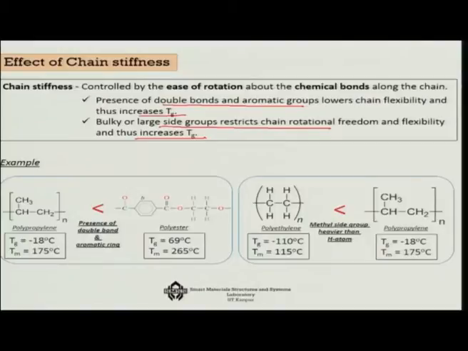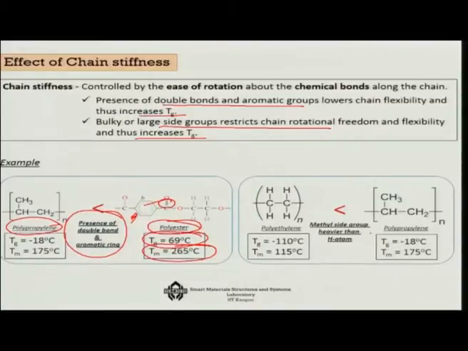For example, you consider polypropylene. You check the presence of double bond and aromatic rings. So if you consider polypropylene with polyester, you will see that polyester has higher Tg or higher melting point temperature, mostly because it has more number of double bonds and the aromatic rings. You can see the aromatic rings and double bonds.